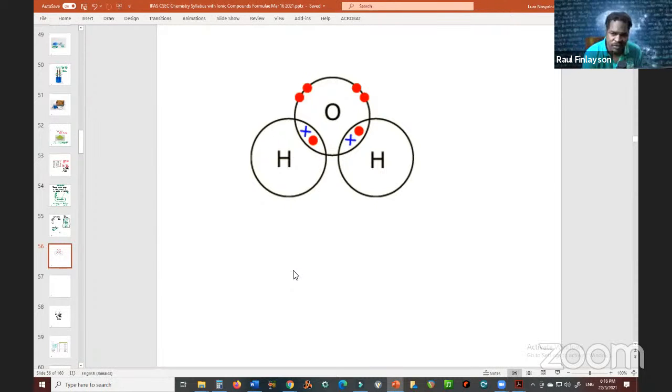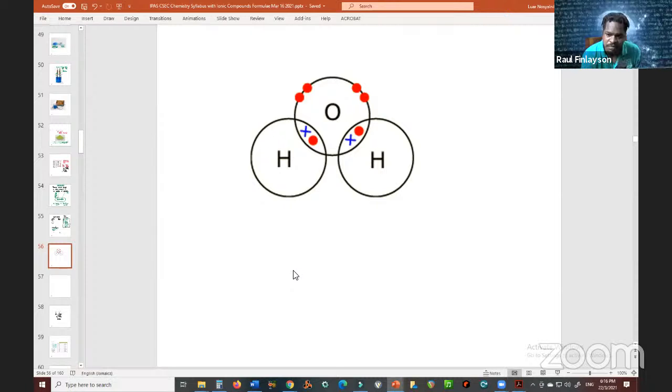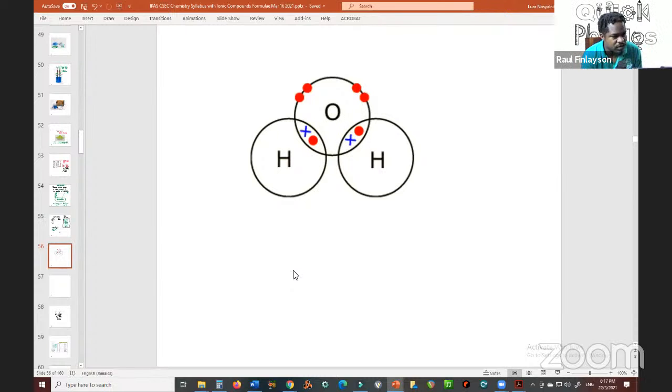So why is that so? Why do circles overlap when we're showing these diagrams? Sir, because they borrow the electrons. Then borrow it. All right, I like that.